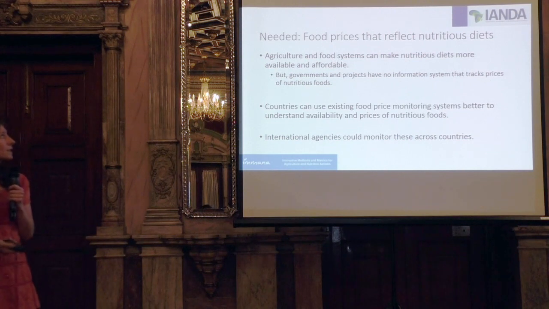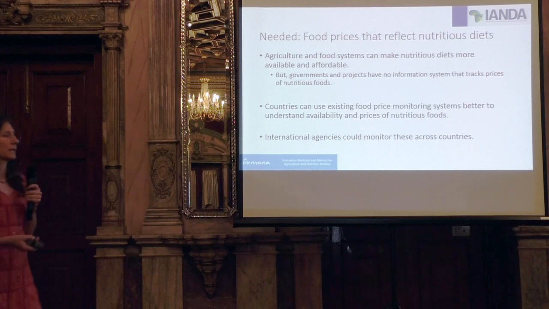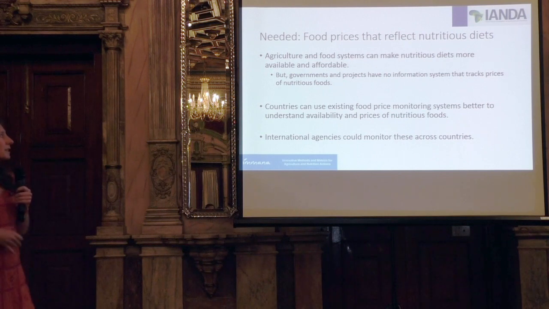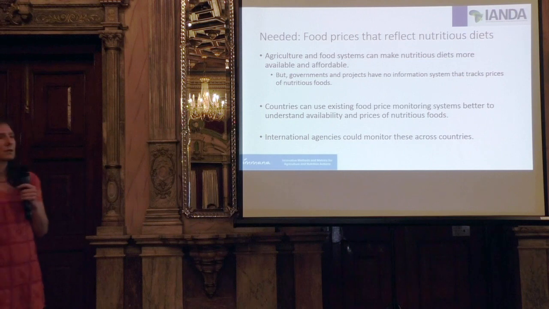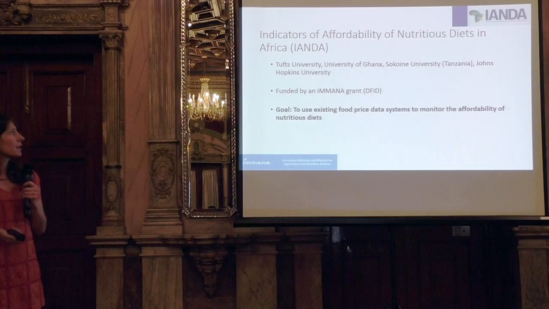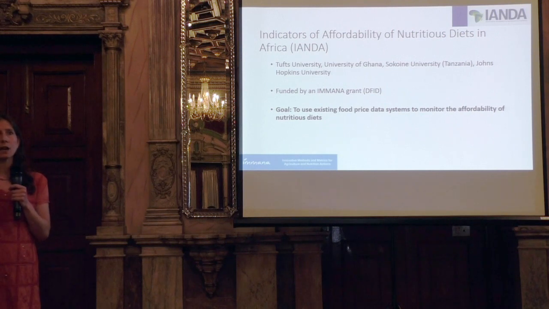So all in all, we need these food prices to reflect nutritious diets because one of the main roles of agriculture and food systems is to make nutritious diets more available and affordable. But governments and projects have no information system that tracks the price of nutritious foods currently. And countries can use existing food price monitoring systems to understand the availability and prices of nutritious foods. And these are things that could be monitored potentially by international agencies, comparable across countries. And our goal here was to use these existing food price data collection systems to monitor affordability of nutritious diets. And that's a key piece of our work, is to not require that you collect new data, but actually to use existing systems.